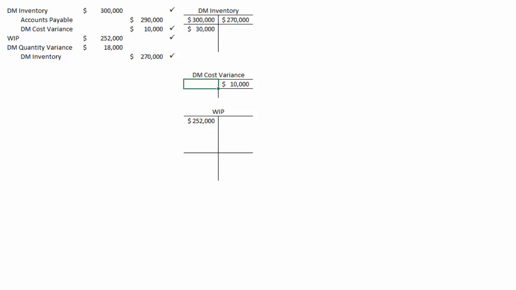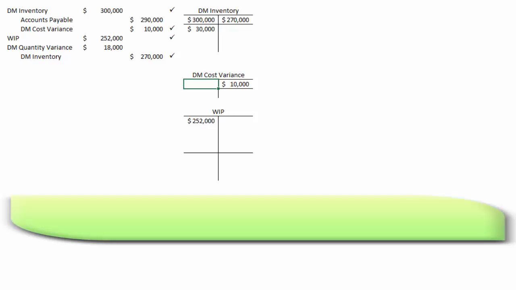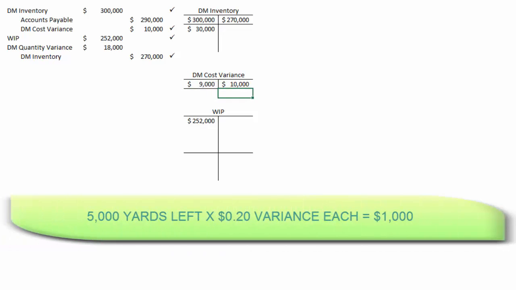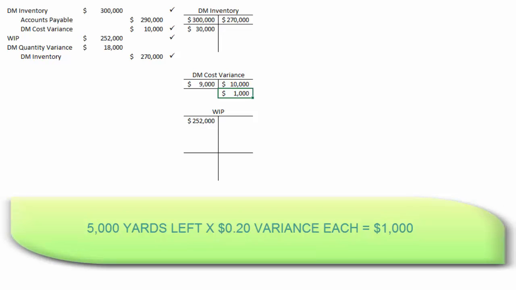Let's go back to the cost variance now and think about it for a minute. We reduced the inventory by 45,000 yards, and the actual difference between standard cost and actual cost was 20 cents a yard. So 45,000 yards times 20 cents a yard gives us $9,000 that we should journalize as a variance. We're going to close that amount of this variance out. And what we'll have left in inventory is 5,000 yards at that 20 cents a yard.